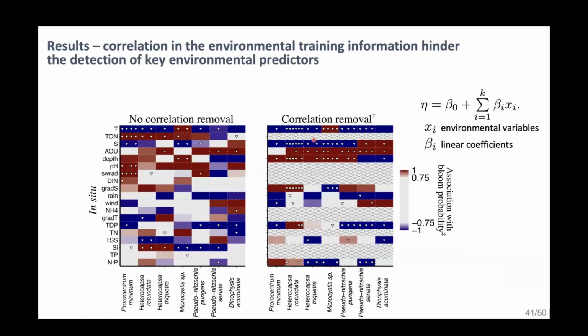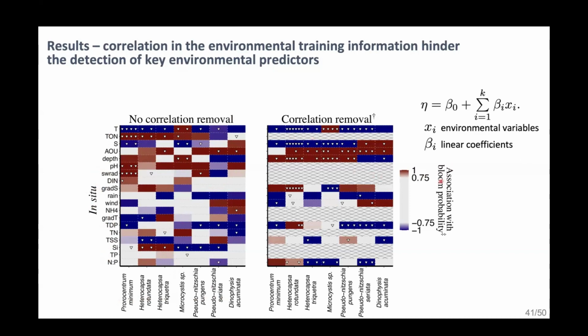Okay, let's have a look at the results to answer our research question: what is the effect of correlations in your training information? That's shown here, but I need some time to explain these graphs because they contain a lot of information, a lot of results. On the y-axis, we have the 19 environmental variables. This time we focus on statistical model training using in situ observations. And on the x-axis, we have the 7 algal taxa.